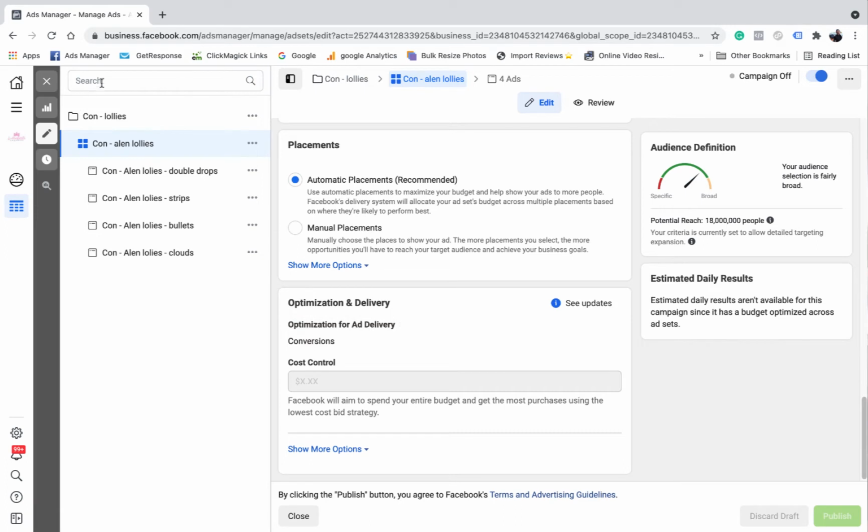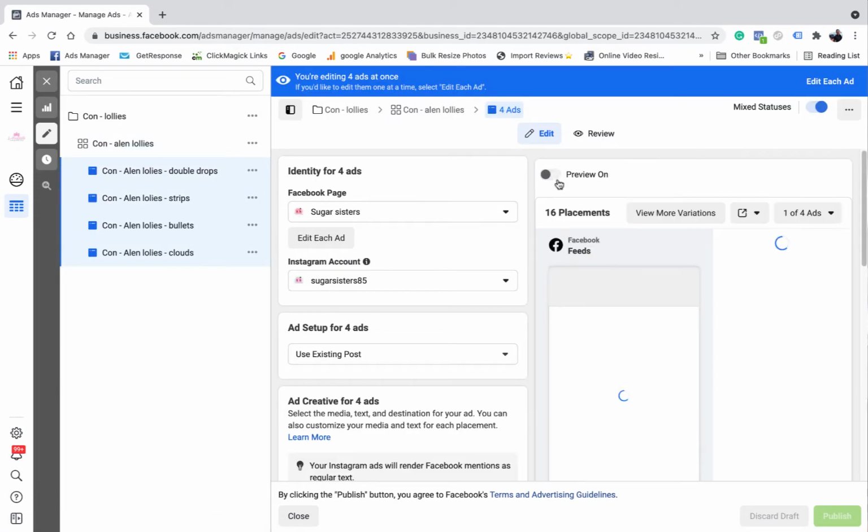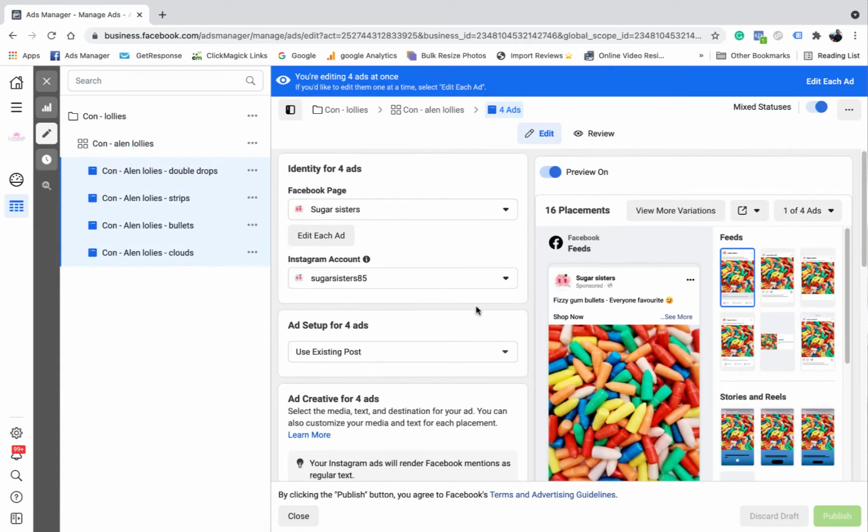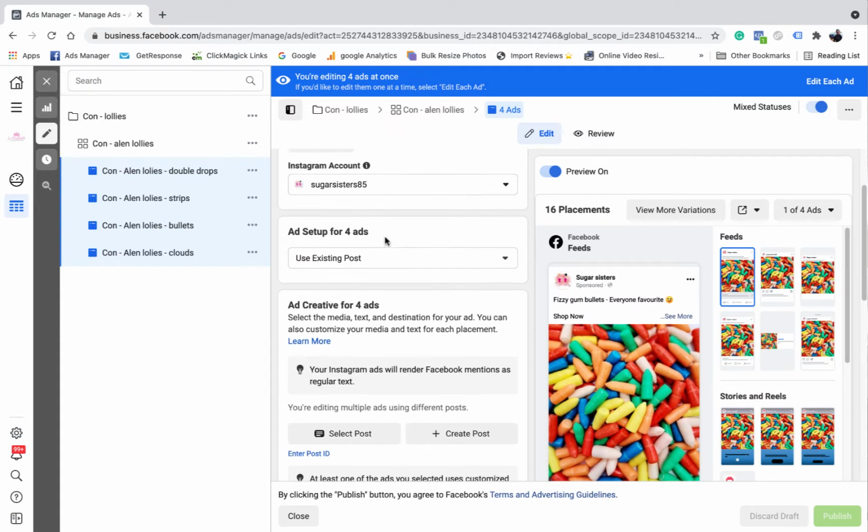And then when I came to the ads level, because I was spending $20 a day on this campaign, I wanted to have 4 ads running. So that's what I did. As you can see here, there were 4 ads running. And this is my version of split testing.